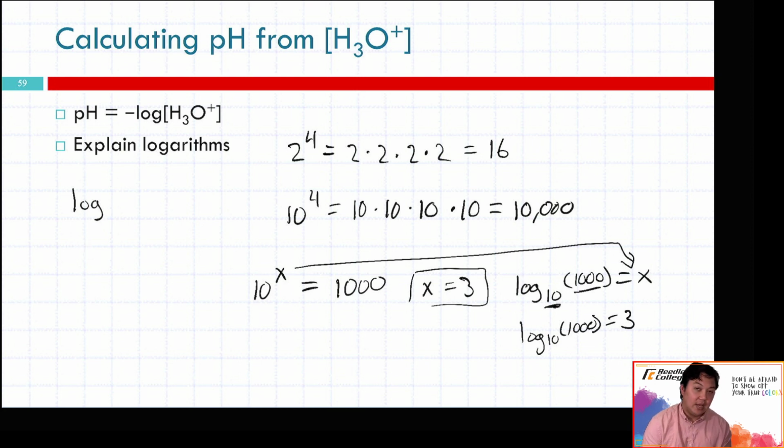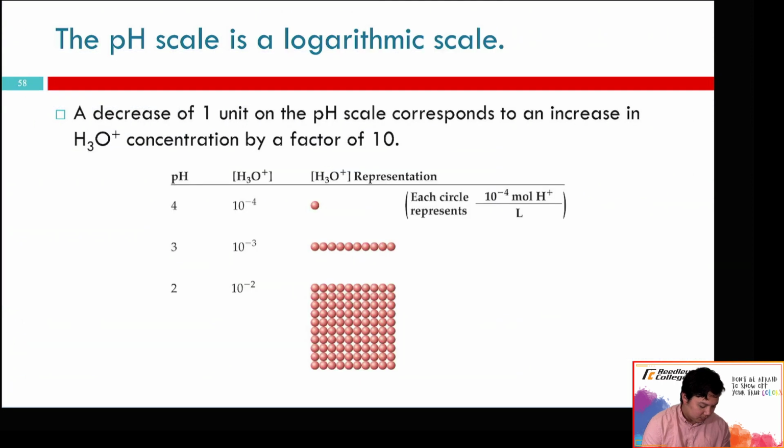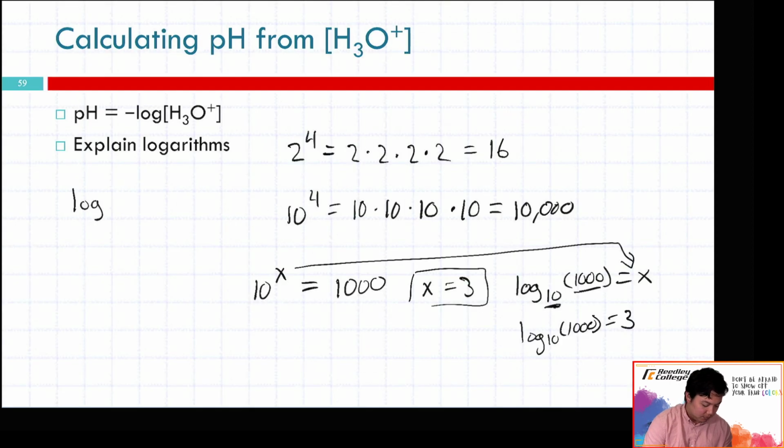So when we say that we're taking the negative log, let's go back to this previous page. Let's just take 10 to the minus 4, right? So we're going to do the negative log base 10 of 1 times 10 to the negative 4. And so what we're asking is, what exponent do we have to raise 10 to get 1 times 10 to the negative 4? But then we want the negative of that because we want to work with positive numbers.